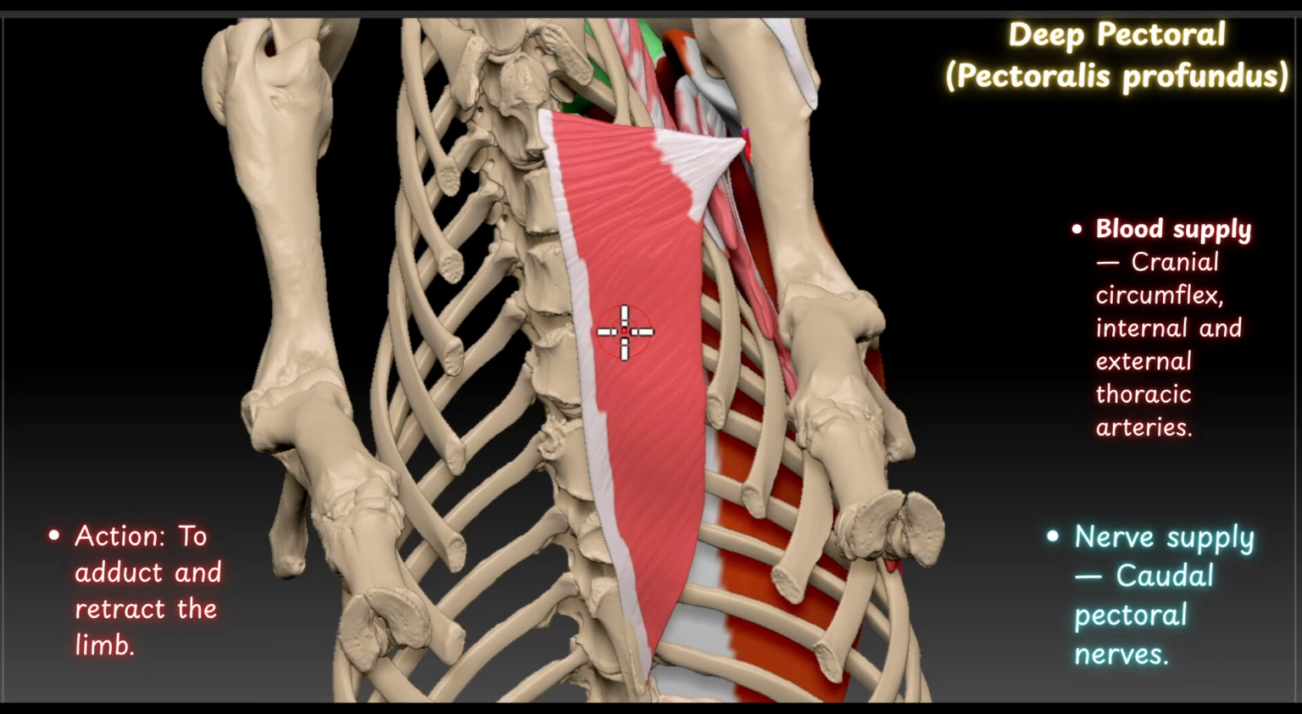So what is the action of the muscle? To adduct and retract the limb. Blood supply: cranial circumflex, internal and external thoracic arteries. Nerve supply: caudal pectoral nerves.